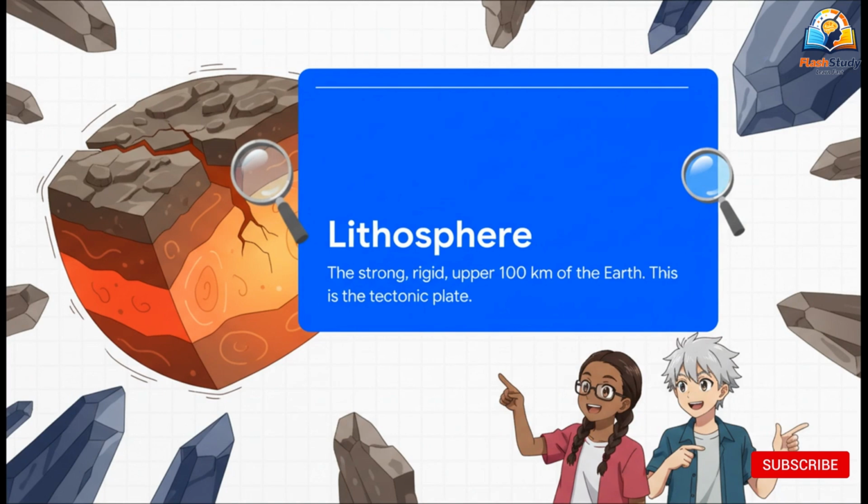So first, there's the lithosphere. Lithos is just Greek for rock, and this layer is exactly that. It's the strong, solid, and rigid outer shell of the Earth. Now this part is super important. The lithosphere is the tectonic plate. Whenever you hear about plate tectonics, you're hearing about these massive, broken pieces of lithosphere.